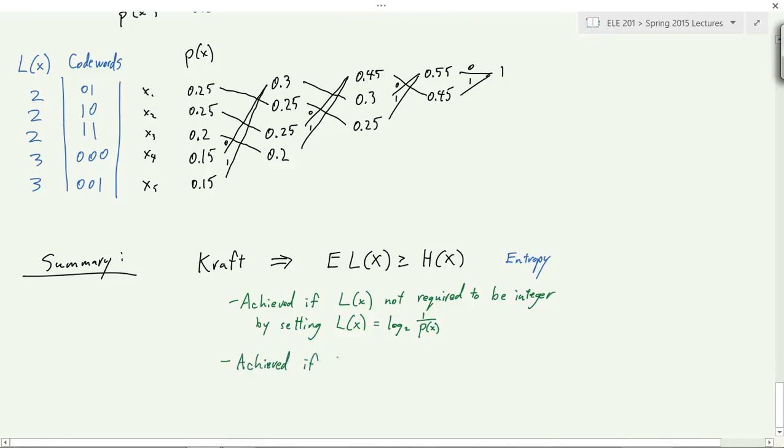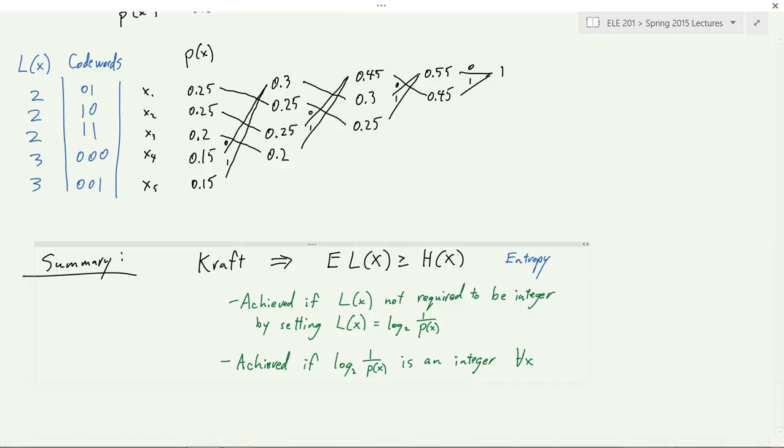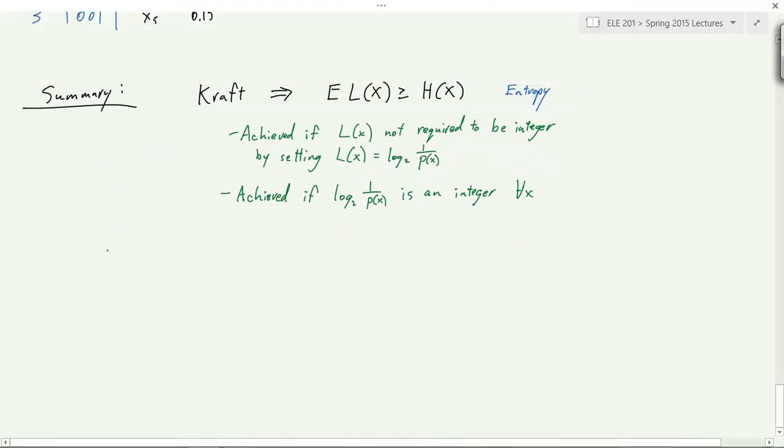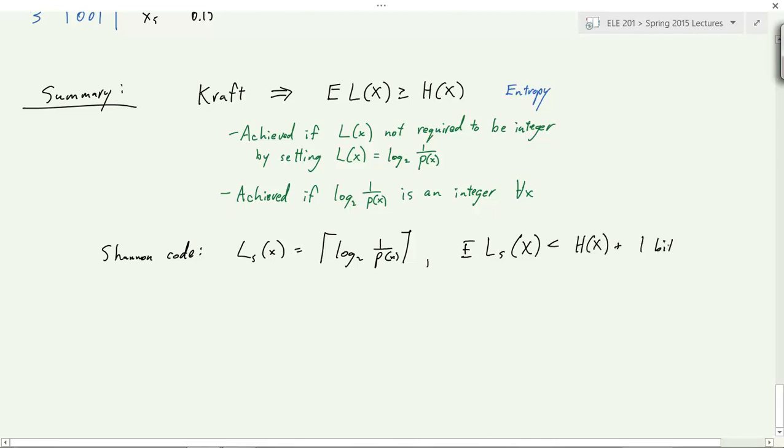Now, if it happens that these logs of the inverses are integers already, then of course we achieve entropy exactly. So we could get lucky and they could just be integers already. In our example with orange, apple, pear, banana, we were lucky. We could achieve entropy exactly because the logs of the inverses were integers. We also saw that the Shannon code gets close. If we use a subscript S for the Shannon code, that was just a rounding up of these, and the expected length of this is less than the entropy plus 1. And then the last thing is that Huffman codes are optimal.